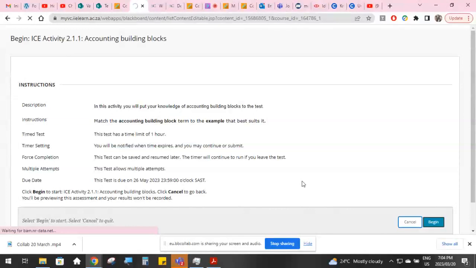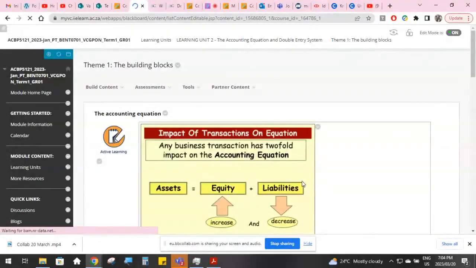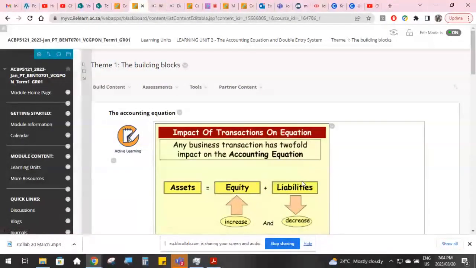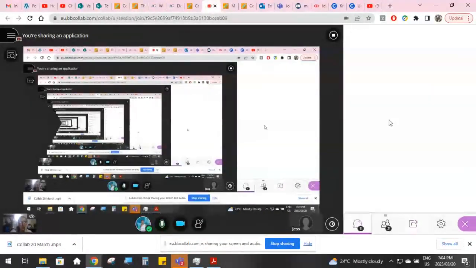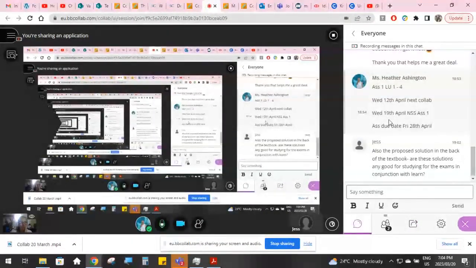And of course, all your different Ask Tasks are different activities. Some are wikis, some are blogs, some are discussions, but all of them include the instructions of what you need to do, and they are all completed on Learn itself.